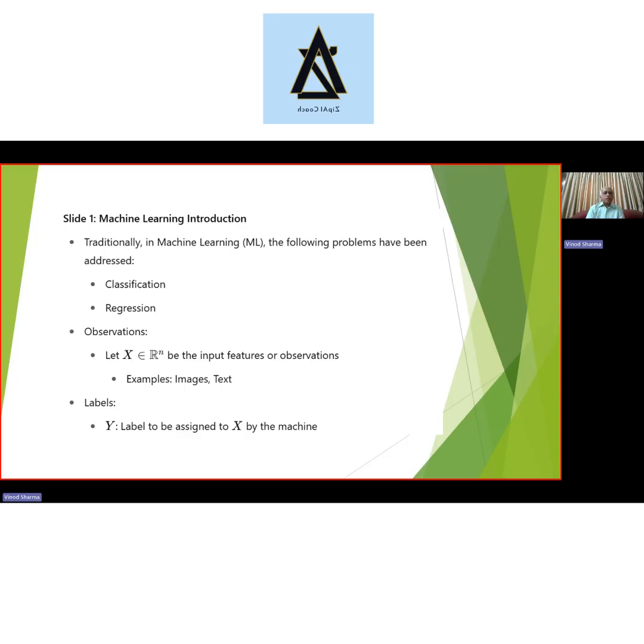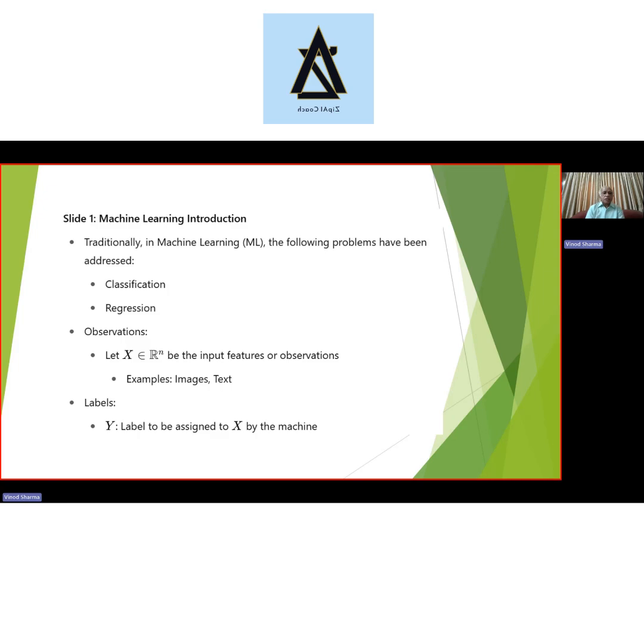There is observation X, which may be a vector of dimension n. Let's say they are real valued. Examples could be images. An image can be two-dimensional, a matrix kind of thing, but it can be vectorized. Text will be vectorized by itself. In any case, either one of these can be converted into an X belonging to some R raised to n, where n is appropriately fixed. These are also called input features, and n can be the number of features.